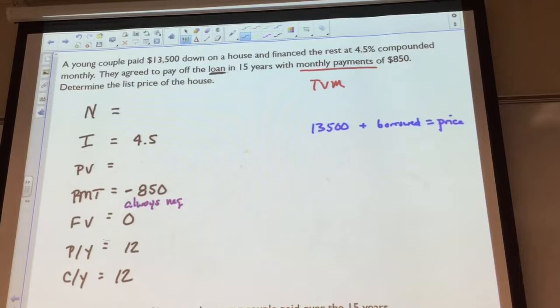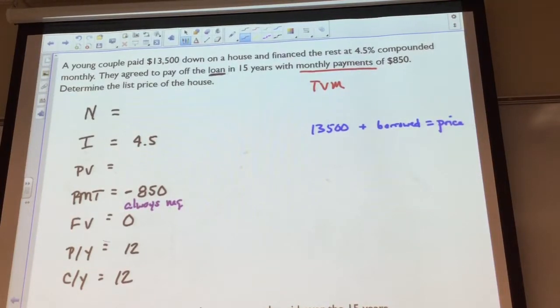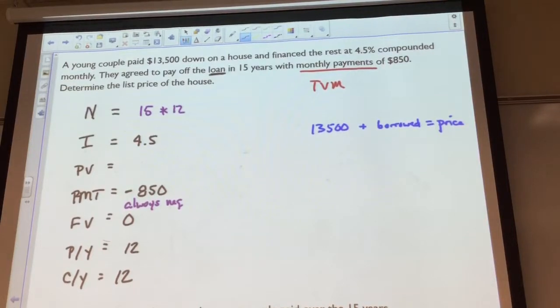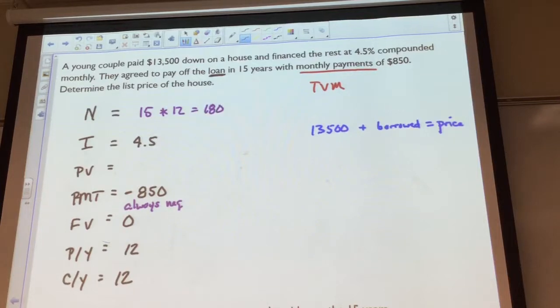For 15 years. 15 years, 12 times a year, which you can leave as a multiplication problem because the calculator will turn it into 180. I'm fine with you leaving that as a multiplication problem.